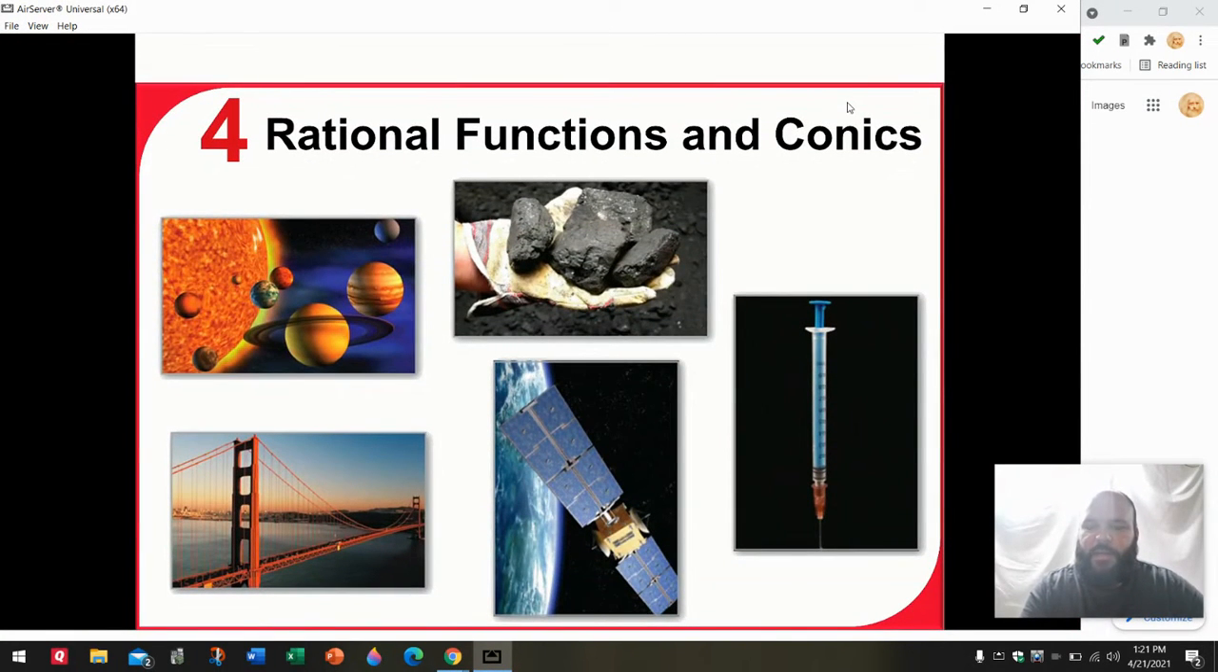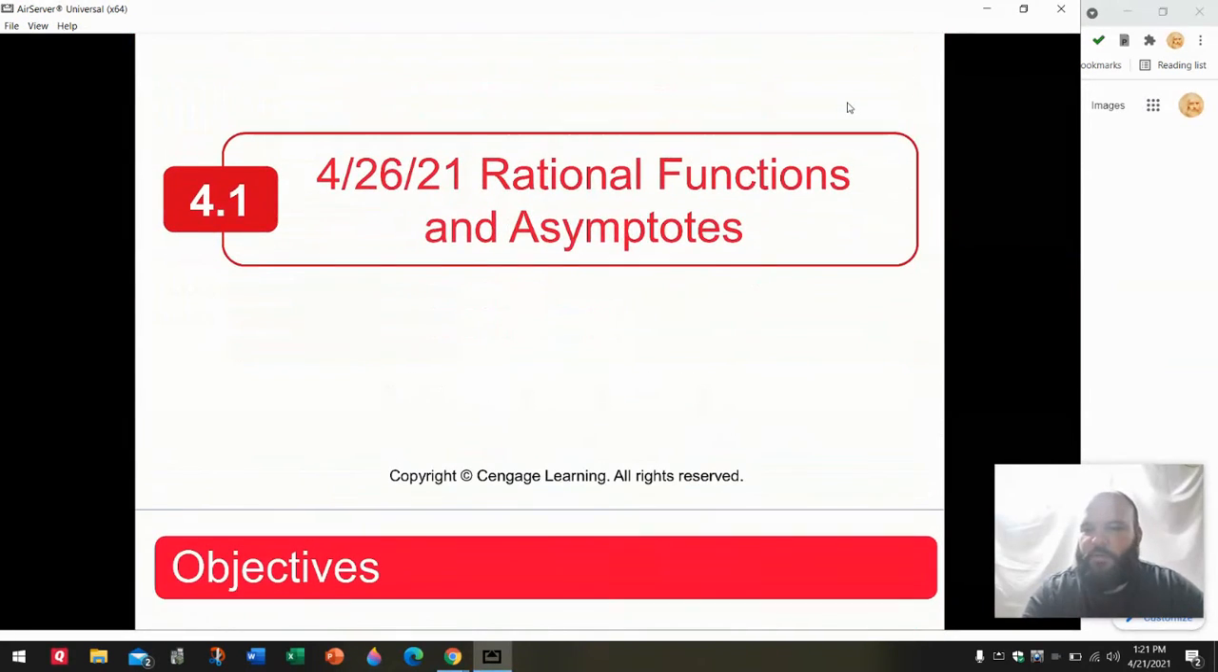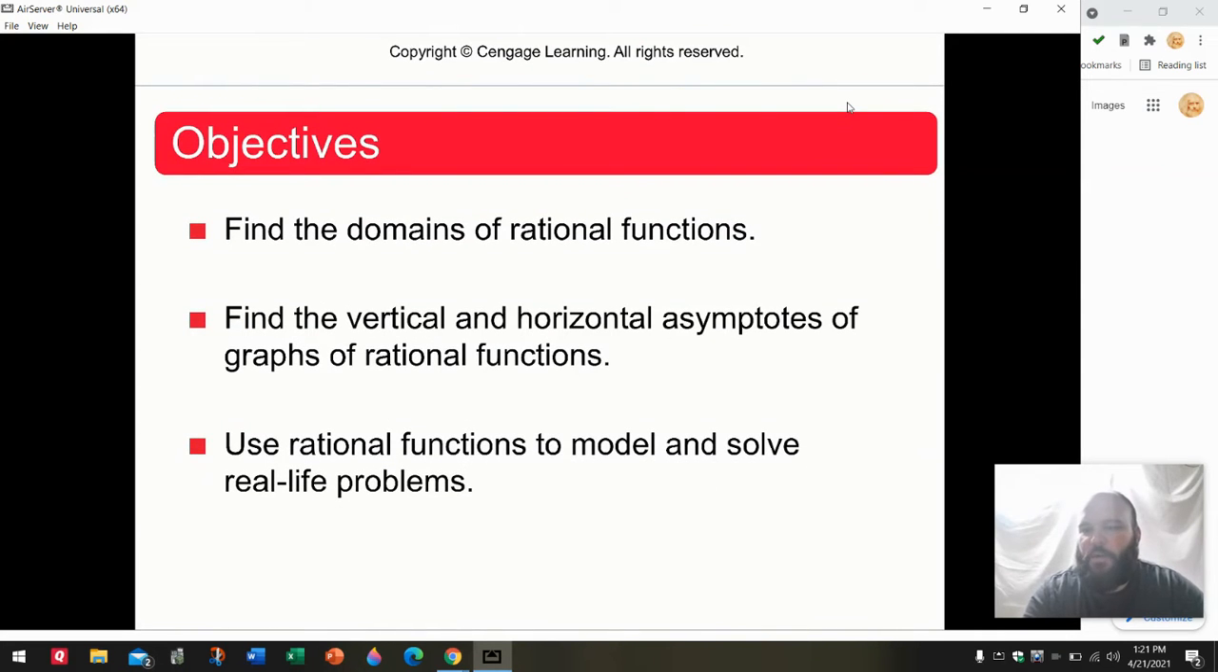Okay, hello everybody. So today we're going to begin our discussion in Chapter 4, Section 1. And in Chapter 4, Section 1, we are going to begin talking about what are called rational functions and also their asymptotes. So here's a few different objectives that we will hopefully learn while we're studying this chapter and section.